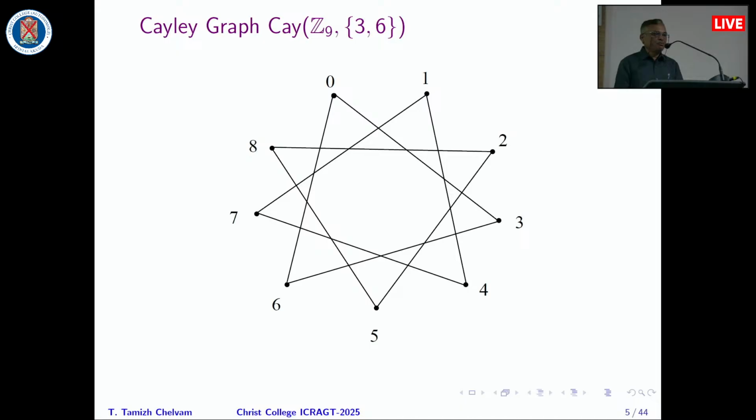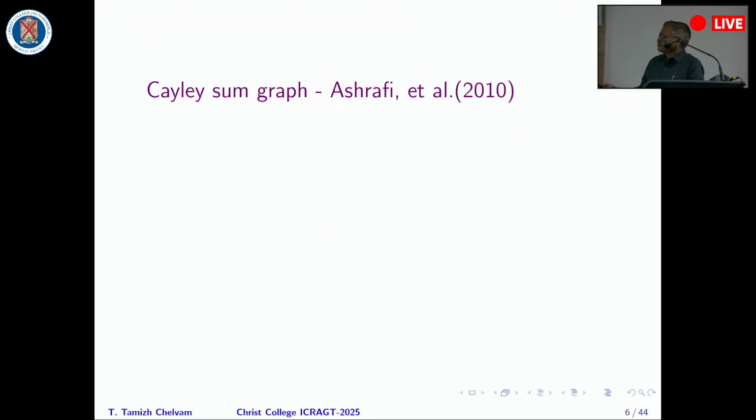Of course, it has been proved, and it is quite natural to see, that a Cayley graph is connected if and only if the underlying group is generated by omega. Here 3 comma 6 is not a generating set because neither of them is relatively prime to 9, hence it is not a generating set, and this is not connected. However, it is regular, the other things are okay.